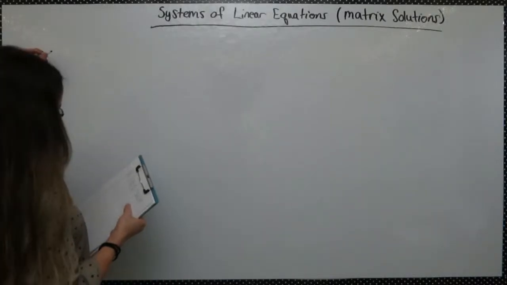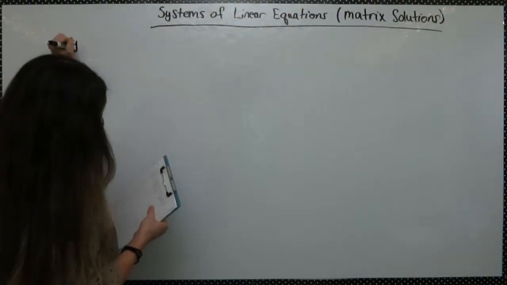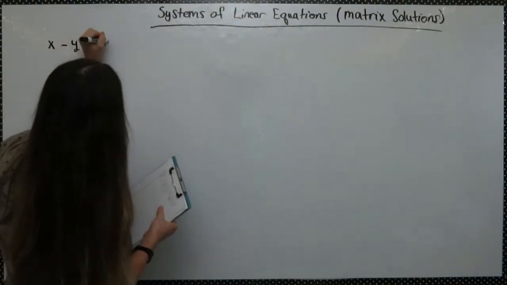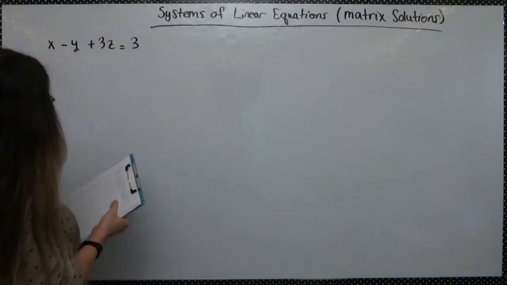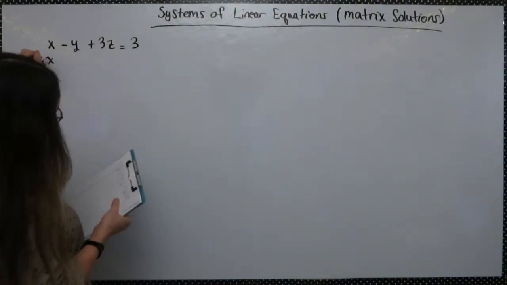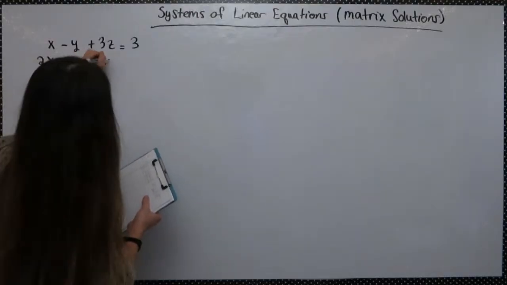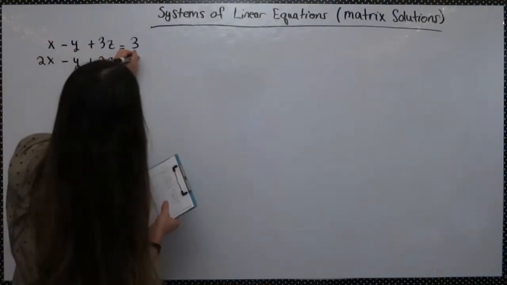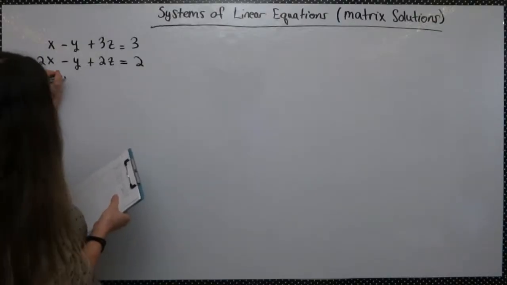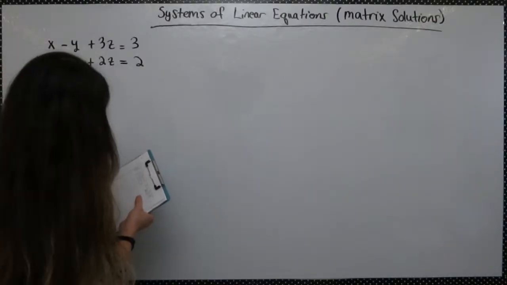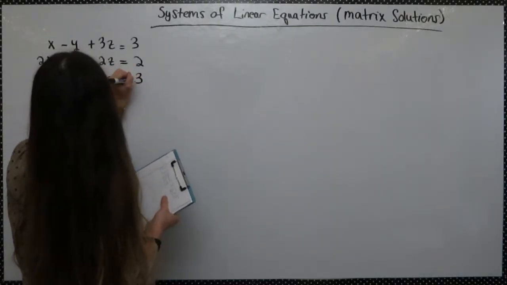So we've got x minus y plus 3z equals 3. And we have 2x minus y plus 2z, and that equals 2. And then we have 3x plus y minus 2z, and that equals 3.